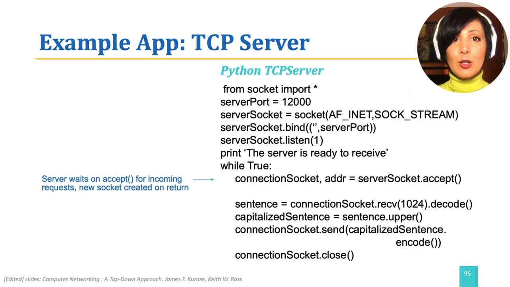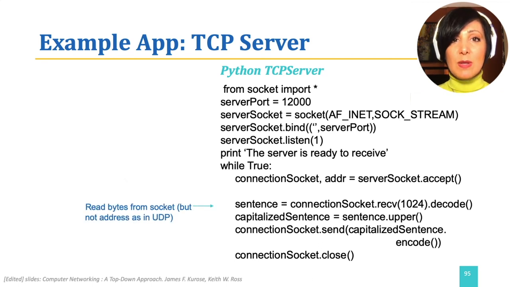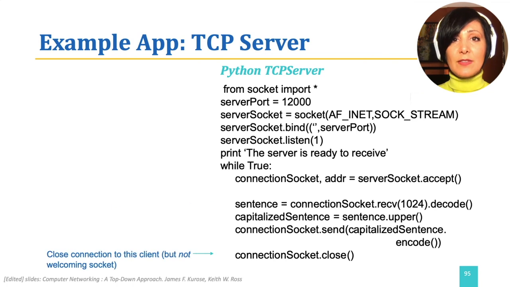Within an infinite loop, incoming connections are accepted on the known server socket, and connections to the clients are created in a new connection socket. In this new connection socket, byte streams are received from and sent to the client without the need to add addresses due to the connection establishment. And the connection socket to the client is closed at the end of the communication with each client, while the listening on the server port to new incoming connections still continues.